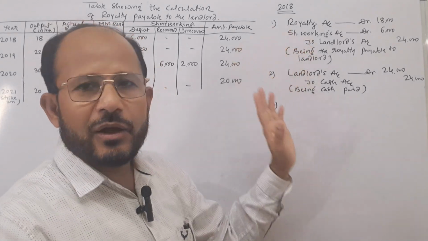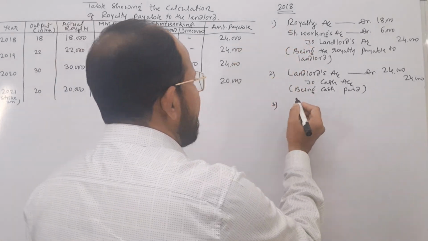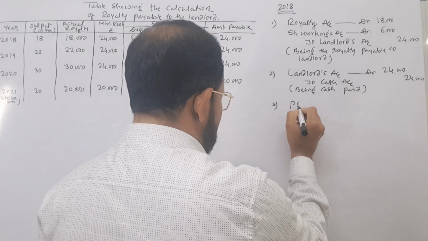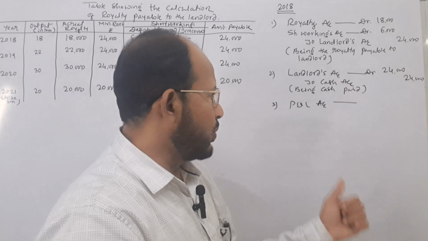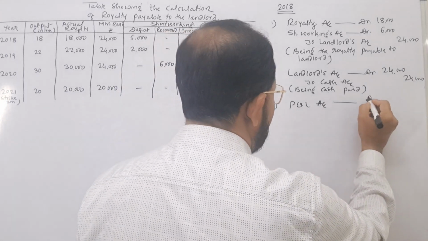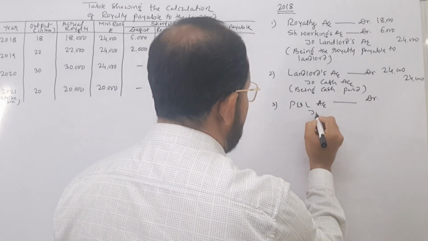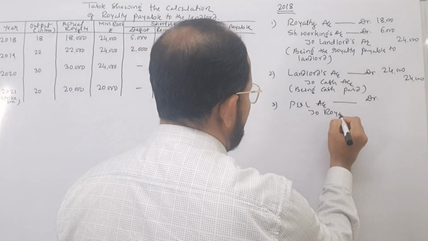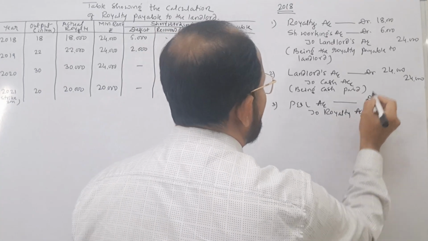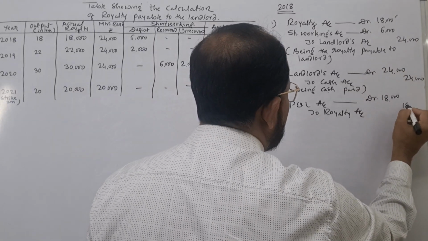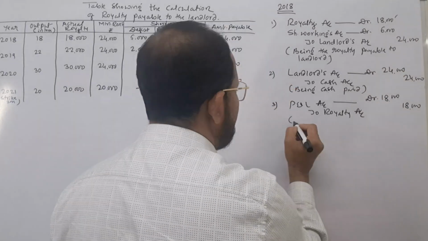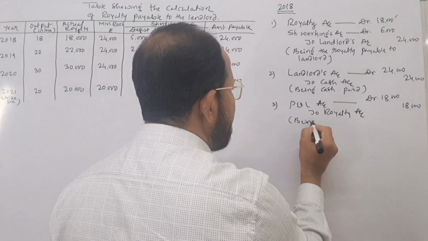That is why, when the royalty account is closed, the journal entry is: profit and loss account is to be debited, because we transfer this balance to the profit and loss account. Profit and loss account is to be debited and to royalty account. What is the amount of actual royalty here? Only 18,000 is to be taken here. 18,000, 18,000.